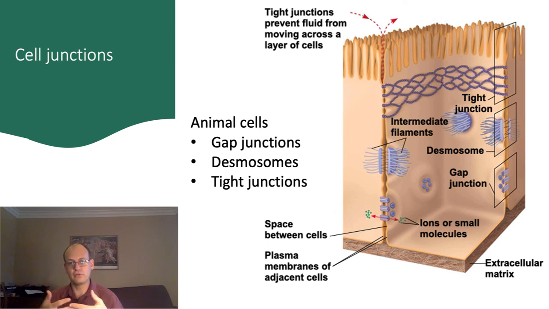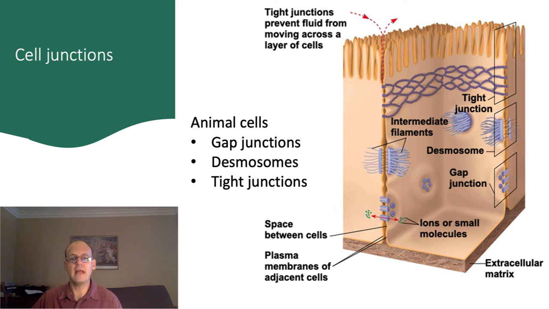Desmosomes are sort of like spot welds that hold cells very, very tightly together. Glycoproteins that extend through each of the cell membranes interact and hold each other tightly in the space between the cells. On the inside of the cell, they're connected to the keratin intermediate filaments, which helps in giving the cell structure in relation to neighboring cells.